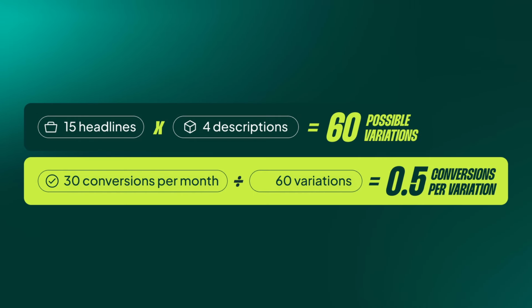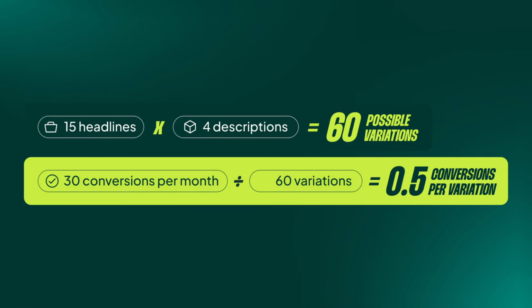The problem with this is that the math doesn't math for me. If you have 15 headlines and 4 descriptions, then you will write 60 possible variations. If you have 30 conversions per month, divided by 60 variations is half a conversion per variation. Like you can see here, we need to get a lot of data in here for Google to start selecting the headline variations that actually produce conversions. And that's simply just not enough.